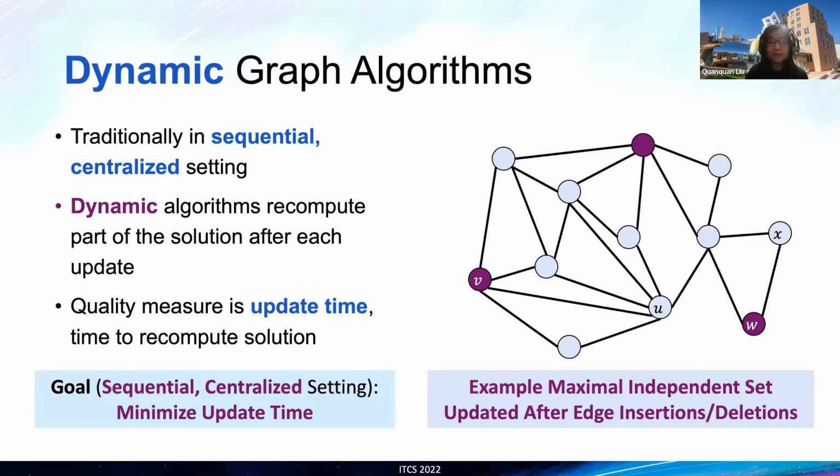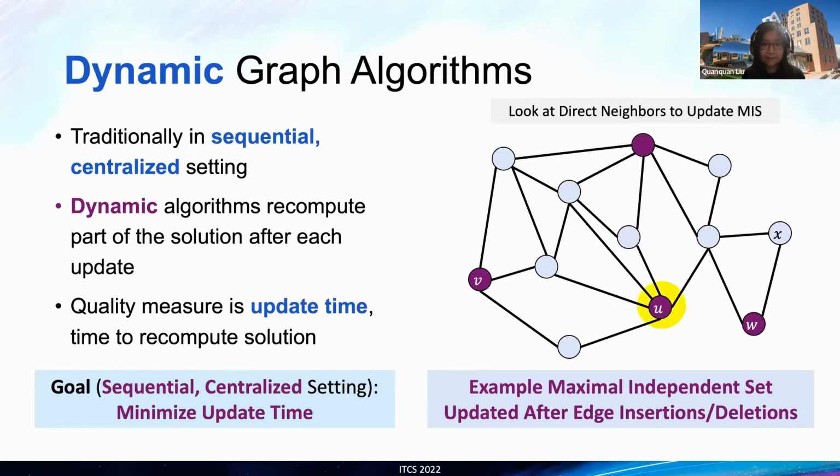And here's an example of a very simple dynamic maximal independent set algorithm. Suppose we have an edge deletion indicated in red here between U and V. After we delete the edge, U checks all its neighbors to see whether it has any neighbors in the MIS. U in this example doesn't, so we add it to the MIS. For an edge insertion, if the insertion occurs between two nodes in the MIS, here in this example, the insertion is between U and W, we remove one of them from the MIS, W here, which can cause one of its neighbors, X here, to be added.